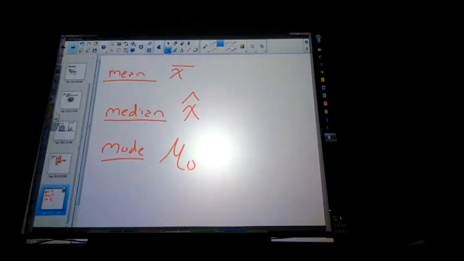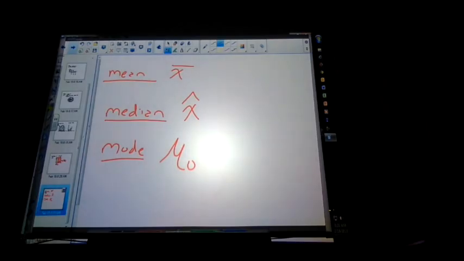The mean, median, and the mode. It's all a way to describe data. The mean we will call X bar. At some point, X bar is going to change to something different as another variable, but for right now, we're going to call the mean X bar. The median is called X hat. X hat is the middle of our data.